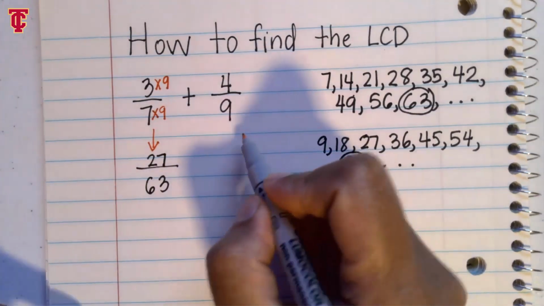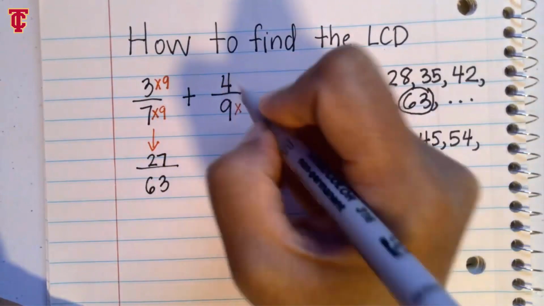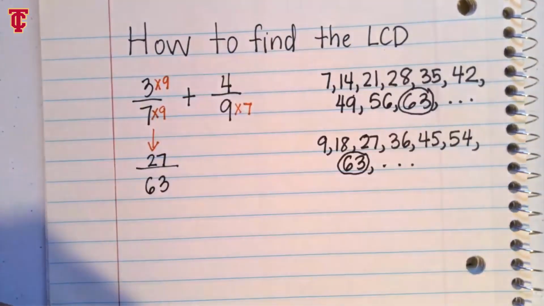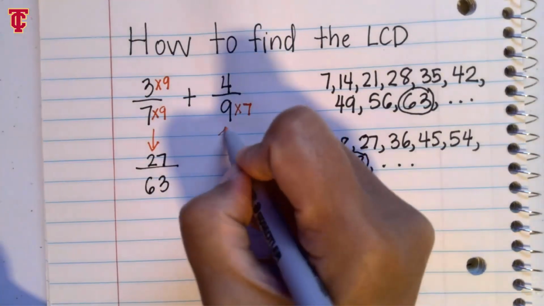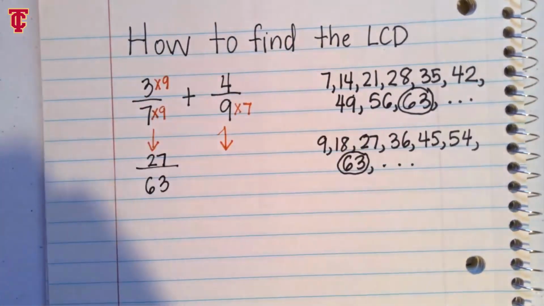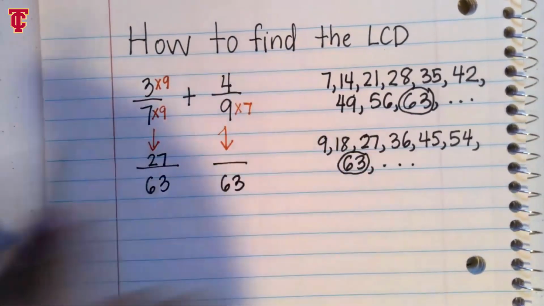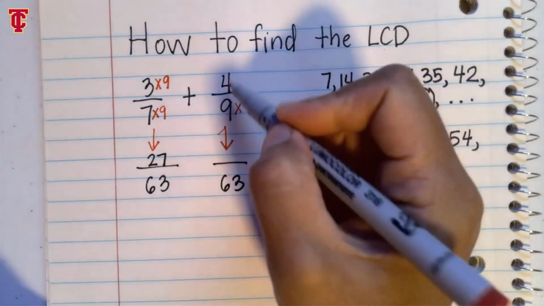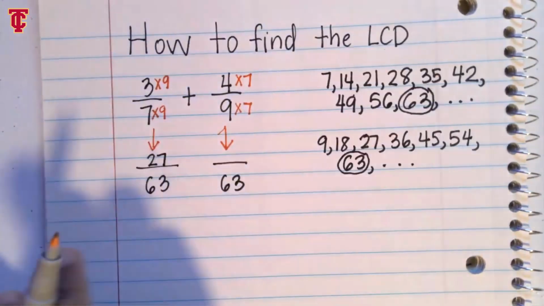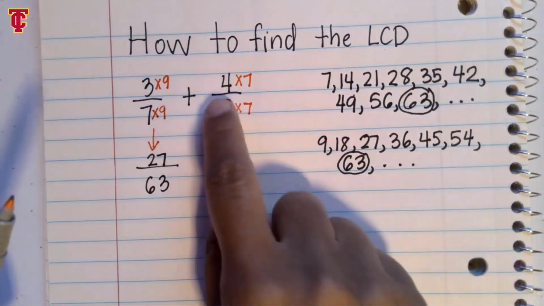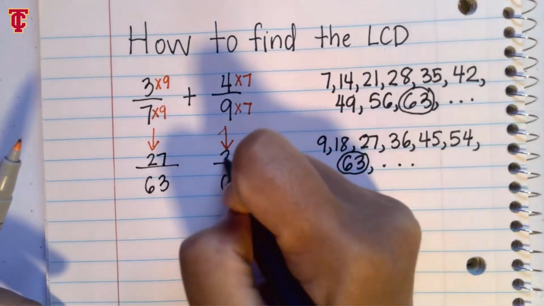All I need to do now is do the same for my 4/9. So how many 9s does it take for me to get to 63? It takes 7 9s, right? 9 times 7 is 63. So I go down here and I need to put 63 as my denominator. And then now I need to alter this 4. If I'm multiplying my denominator by 7, I need to multiply my numerator by 7. 7 times 4 equals what? Wait for it. Equals 28.